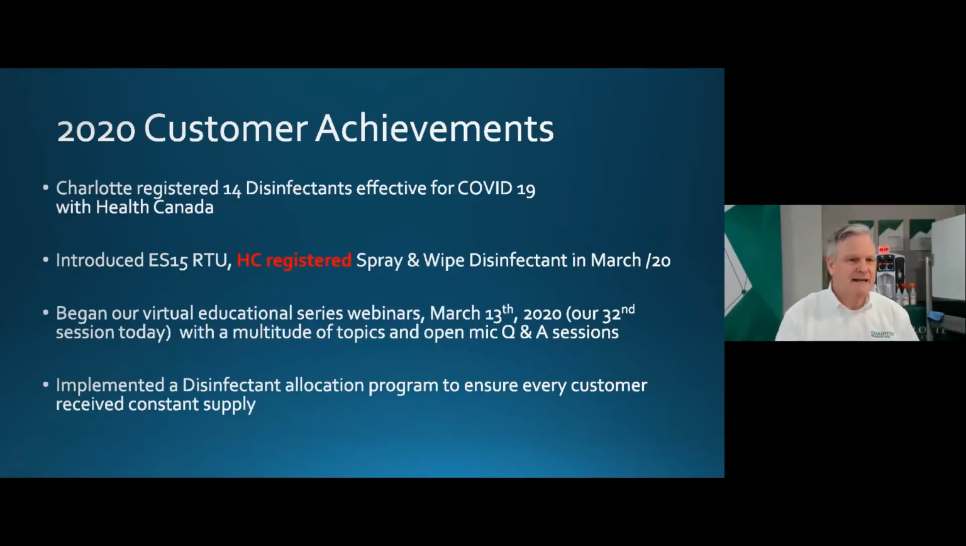So we invested in that, right? We registered 14 disinfectants from March the 1st that are now on the Health Canada list effective for COVID-19. That is 14 disinfectants that we didn't have in January or February last year. So we ramped up and did that. So you've got pretty well anything you need.